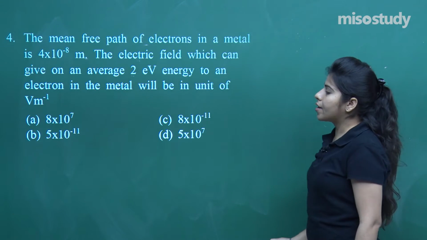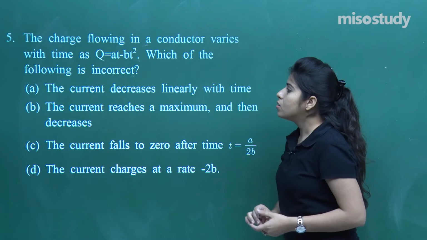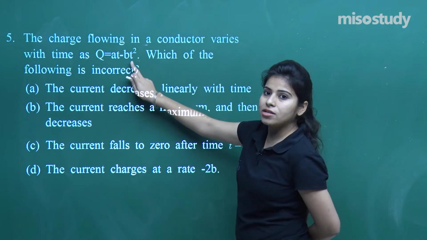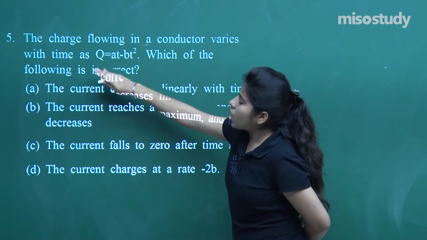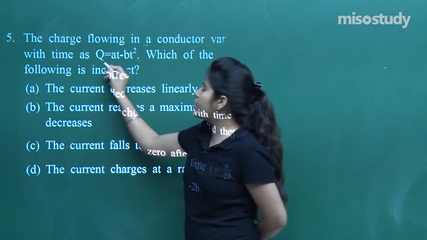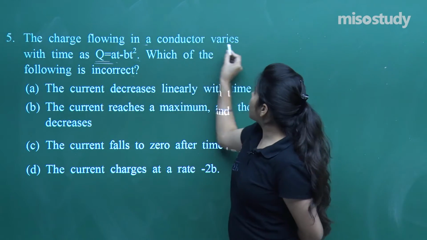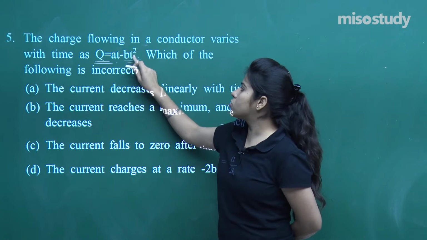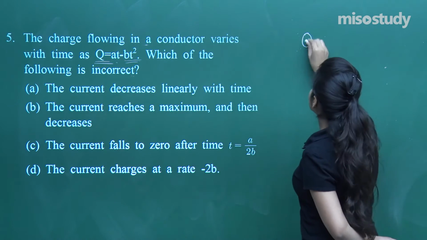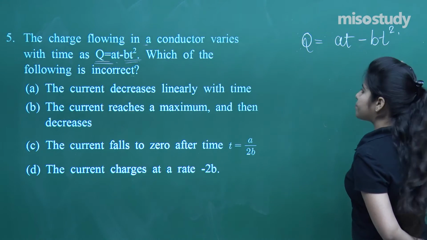Okay, so the next question says that the charge flowing in a conductor varies with time as Q equals AT minus BT square. Charge flowing in a conductor varies with time. That means the relation of charge with time has been given, so T here is time, and you have your charge as AT minus BT square.